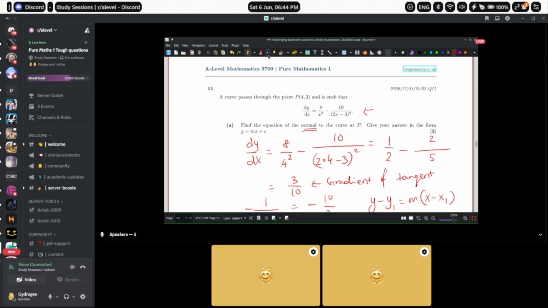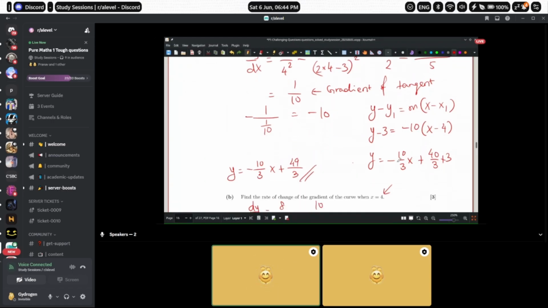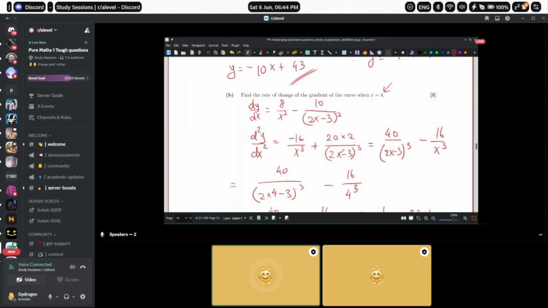Okay, so this was, wait, 5 minus. Okay, this was 1 over 10. So this is 1 over 10, which is minus 10, and then minus 10 here. So minus 10x plus 40 plus 3. So this is minus 10x plus 43. This is the answer. And then this is the second derivative.